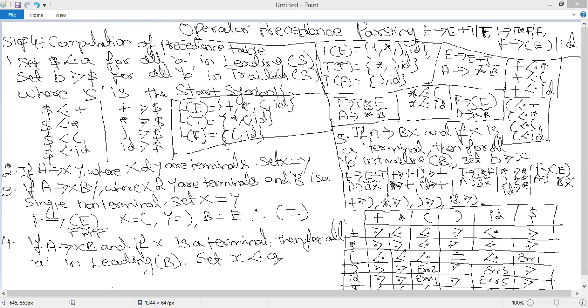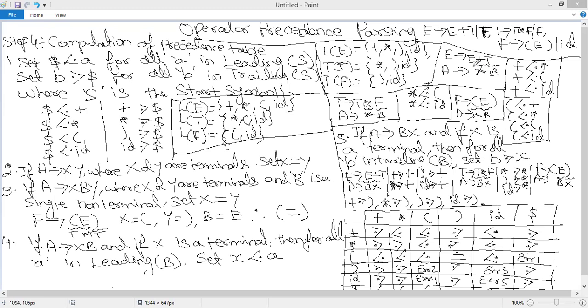That is A. Star, open parenthesis and ID is A, and the precedence relation is less than. What is X here? Here X is plus, that is mentioned here: plus less than star, plus less than open parenthesis, plus less than ID. Okay, so this fourth rule will be set for this production rule.